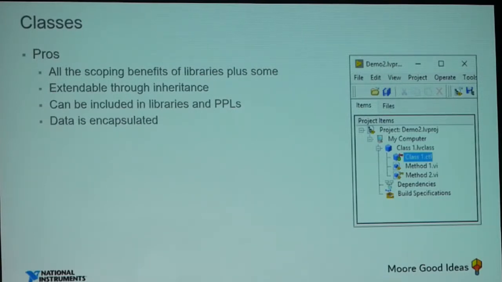You can also do data encapsulation. This is the biggest difference between classes and libraries. There are a lot of similarities. Obviously, there's inheritance, which is another huge difference, but being able to hide the data from the end user of your API is an important part of classes and their functionality.